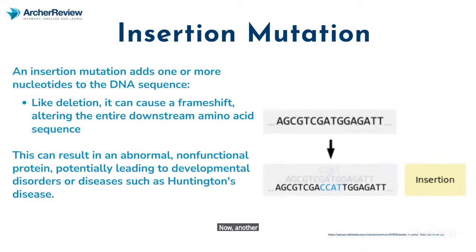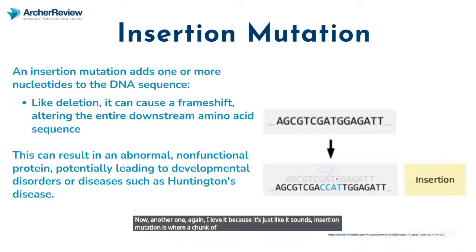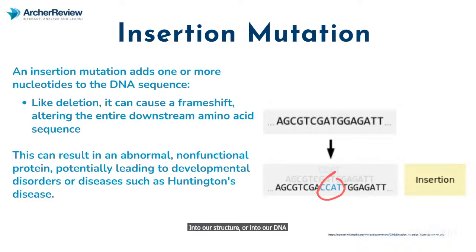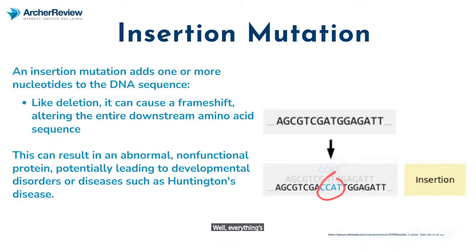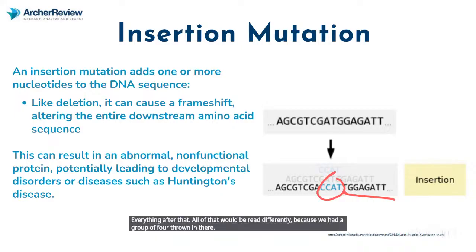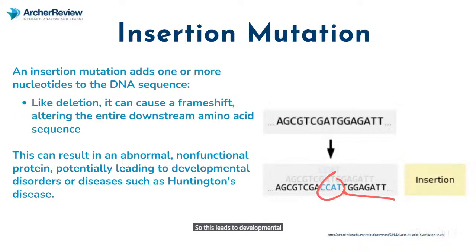Now, another one, again, I love it because it's just like it sounds, insertion mutation, is where a chunk of DNA is just kind of randomly inserted into our DNA structure. And in that case, same idea. We can end up with an abnormal protein, a non-functional protein. We can have a frame shift because, for example, see there, it was a chunk of 4 bases. Well, everything's read in groups of 3. So now it's shifted everything after that. All of that would be read differently because we had a group of 4 thrown in there. So this leads to developmental disorders, and this can also be what leads to Huntington's disease.